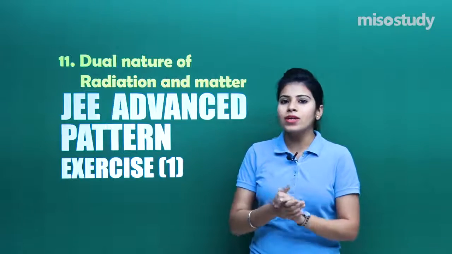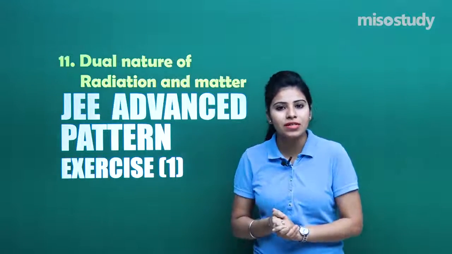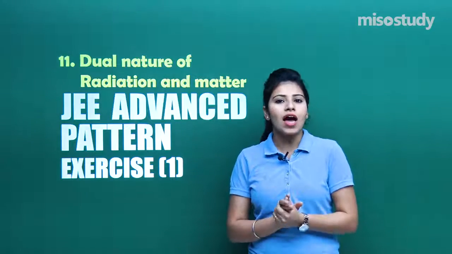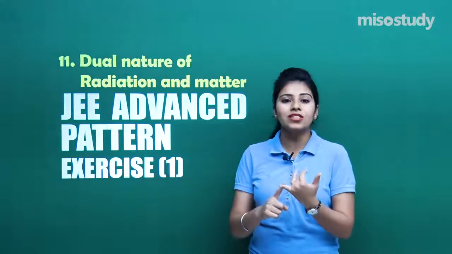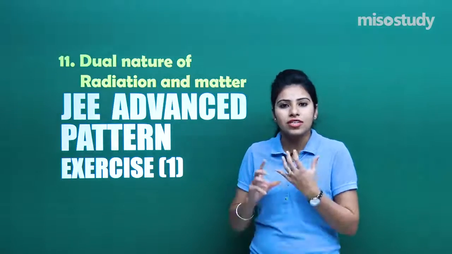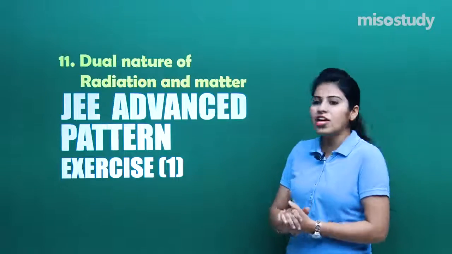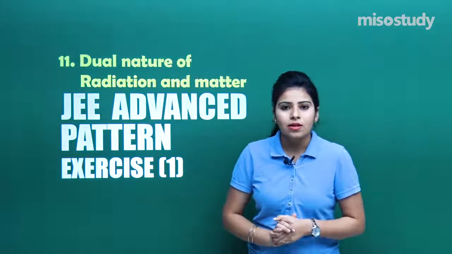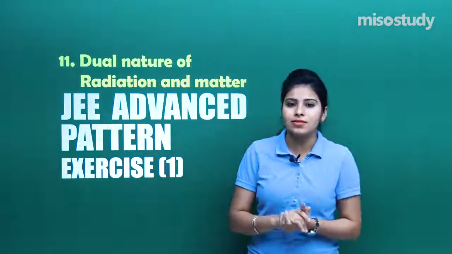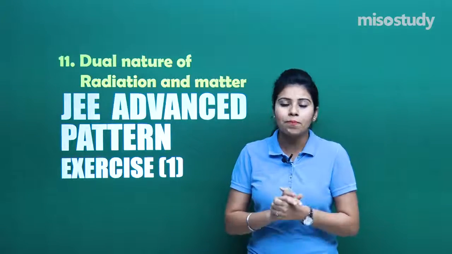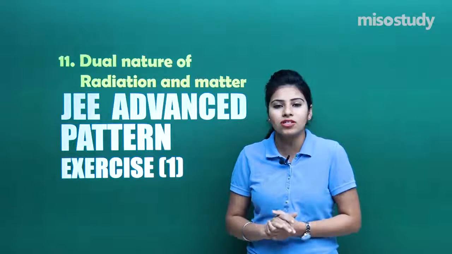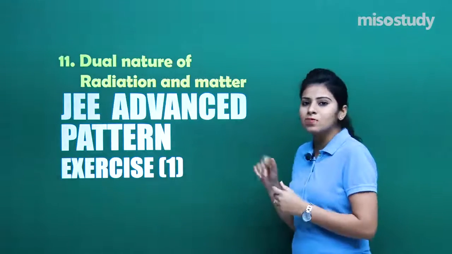I have made you clear about the concepts of this chapter, that is dual nature of matter and radiation. Also we have covered the NEET pattern, the CBSE pattern, the JEE Mains pattern, and now it's time to take a look at the JEE Advanced pattern. We have covered so many questions based on all those patterns, and as I have promised you, we will be meeting again in the next session with so many questions based on this pattern.